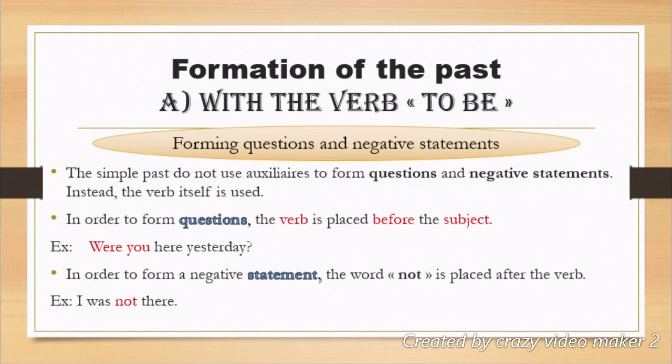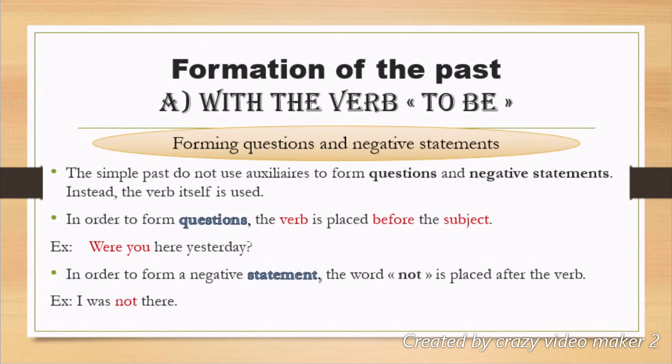Let's go to the formation of the simple past. We start with the verb to be and then we will move to other verbs. Again, we start with the formation of questions and negative statements. The simple past does not use auxiliaries to form questions and negative statements. Instead, the verb itself is used. Okay? Here, we use the verb to be.